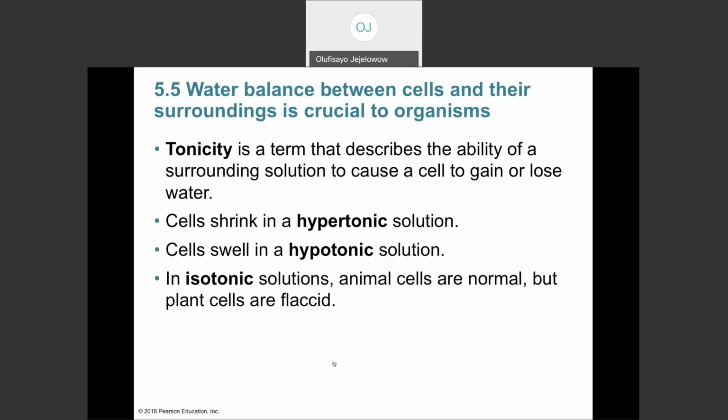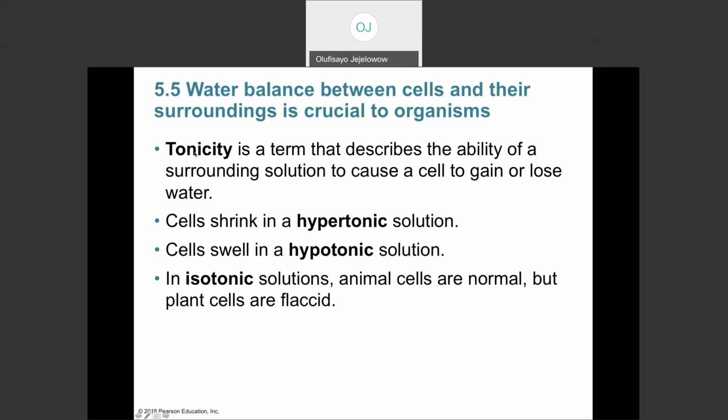So water balance between cells and their surroundings is crucial to an organism. Some of you have probably found earthworms, and maybe if you drop salt on them, or slugs, the salt draws water out of them and they shrivel and break into pieces. So water balance is very important for cells, for their survival.